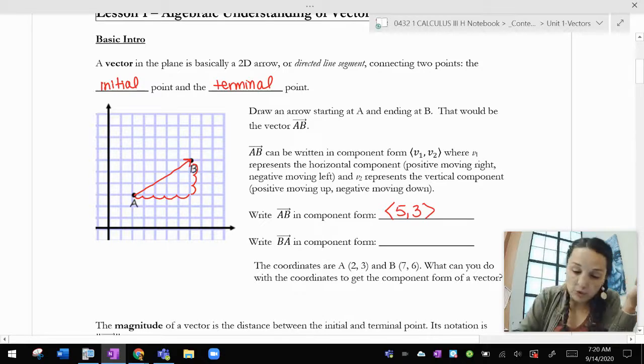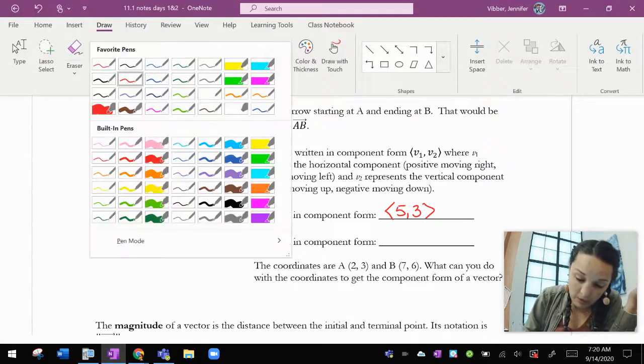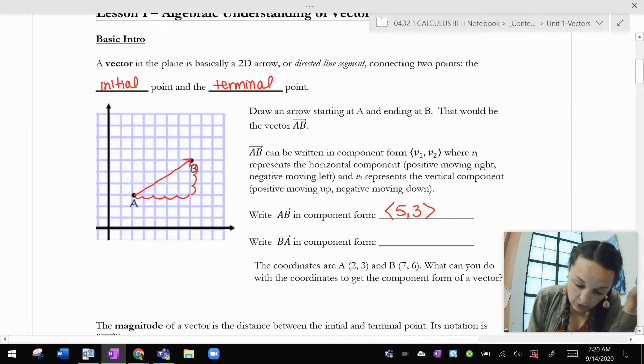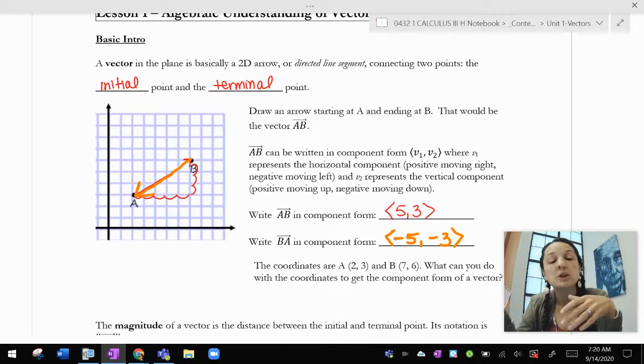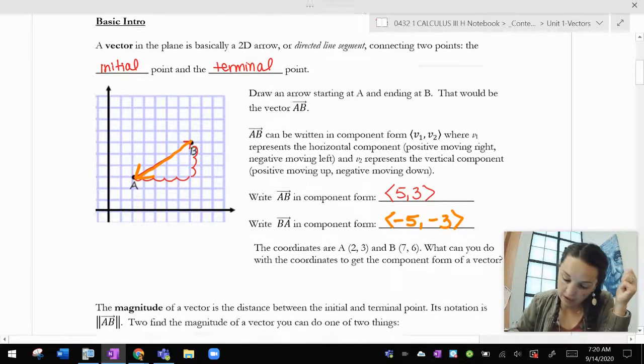If instead I wanted to write vector BA, that would mean I'm going in the other direction. So I would be going like this, and then I would be going left 5 and down 3. Okay? So AB is a certain vector. BA is the negation of both components of that vector. You negate the vector. All right.